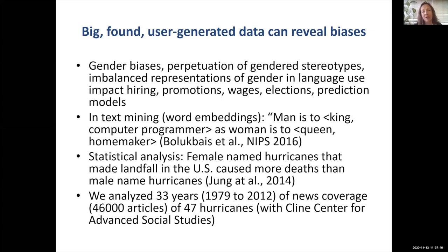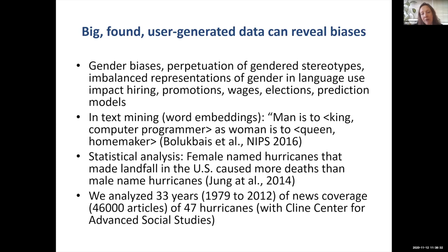I want to show you another example. This is also a thing that has been shown with statistical data analysis. Sharon Shavitt from the University of Illinois analyzed a couple of years back the damage that hurricanes that made landfall in the United States have been causing. And she found that hurricanes that have a female name are more deadly than hurricanes that have a male name. And they were wondering why that is. One hypothesis was that maybe people assess or evaluate the danger of female named hurricanes differently than of male named hurricanes. So we wanted to do a complementary analysis based on text data.